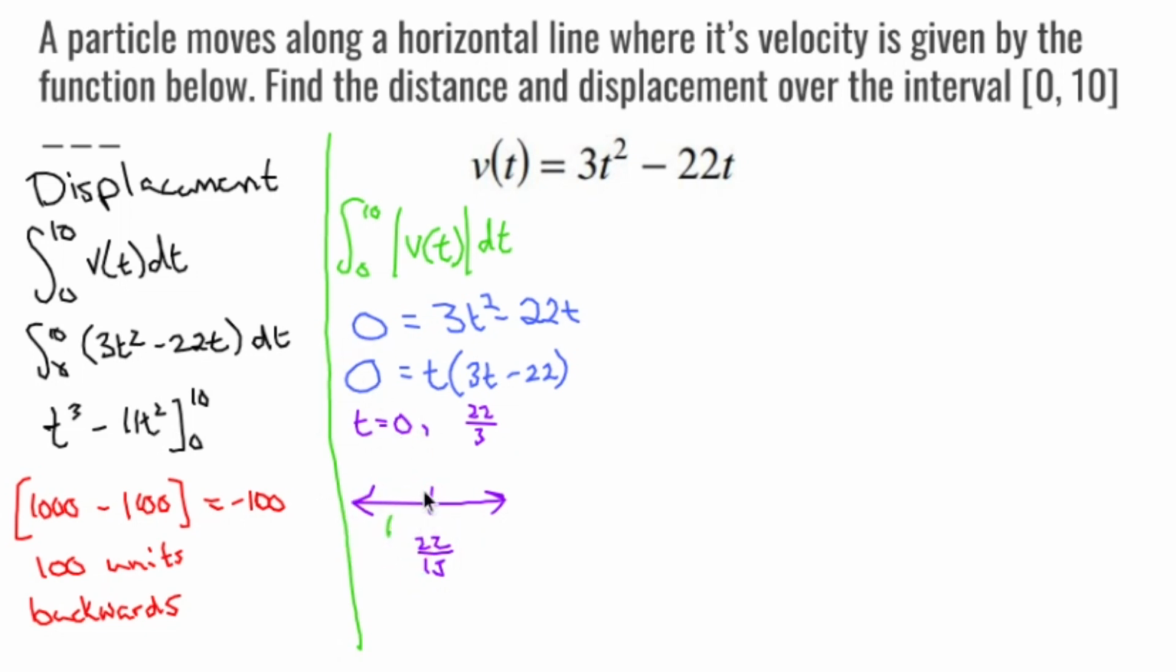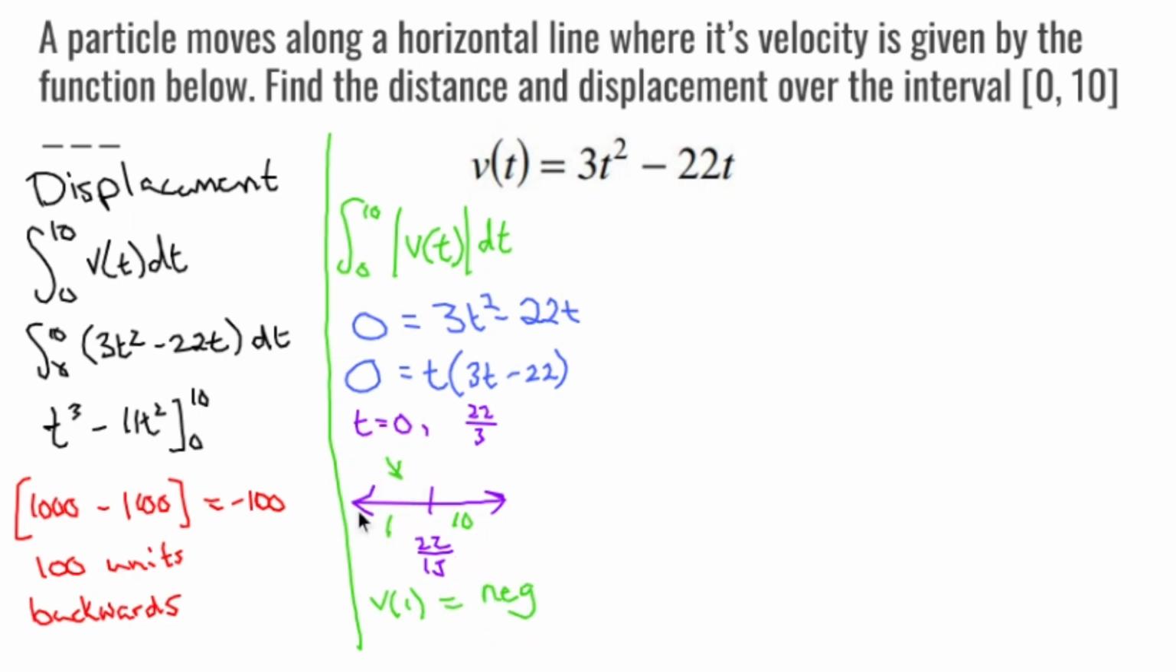So if I plug in 1 and find out if this gives me positive or negative, that'll help. And if I plug in 10, that'll help me determine if it's increasing or decreasing. Plugging in 1 and doing some mental math, I get 3 times 1 squared minus 22 times 1 gives me a negative number. So I'm decreasing here.